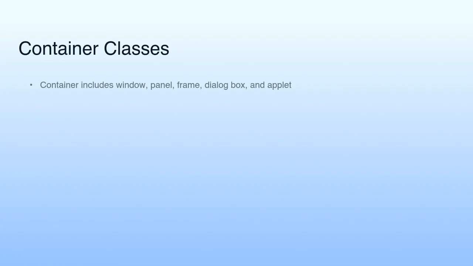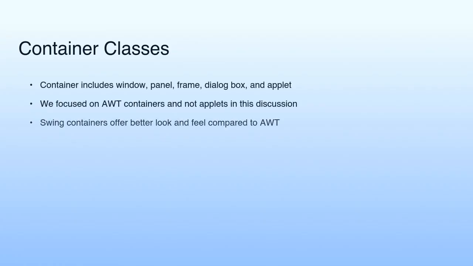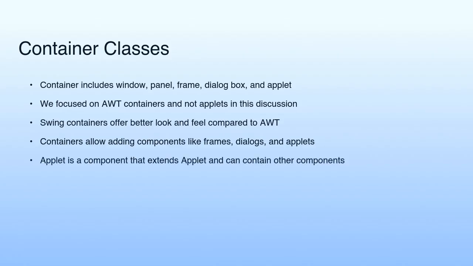Container classes in Java Swing, such as Window, Panel, Frame, Dialog Box, and Applet, offer a better look and feel compared to AWT containers, enabling the addition of components like frames, dialogs, and applets within a container.